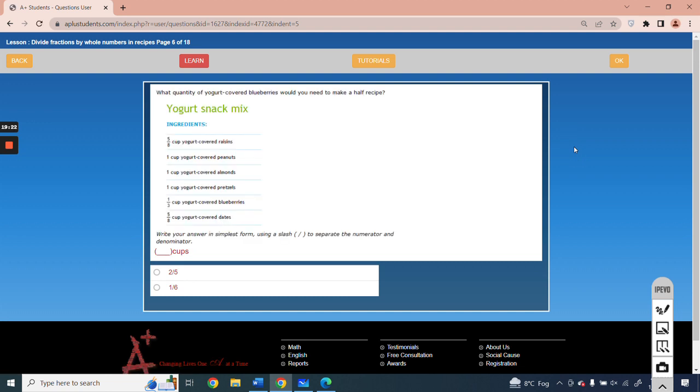What quantity of yogurt covered blueberries would you need to make a half recipe? So we have to make the half of the recipe. In the original recipe it is 1/3. Got it? So half of the 1/3 is 1/6. Got it?